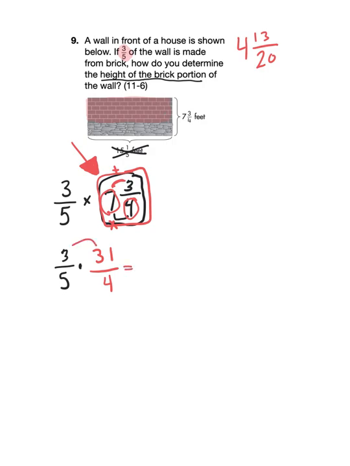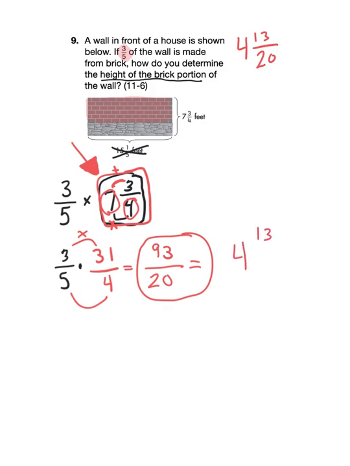Okay, now 3 times 31, that gives me 91. 5 times 4 gives me 20. And then I just have to convert this to my mixed number. So see how that was just a faster process, except that I made a tiny mistake and this should be 93. My bad. 93. Okay. So 93 divided by 20 gives me 4 and 13/20.